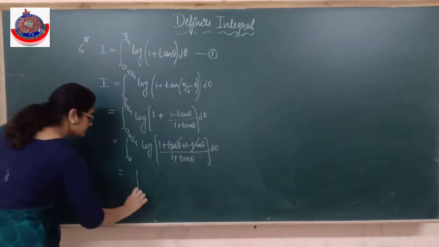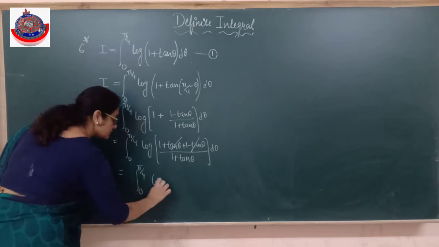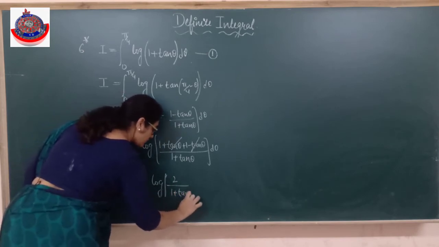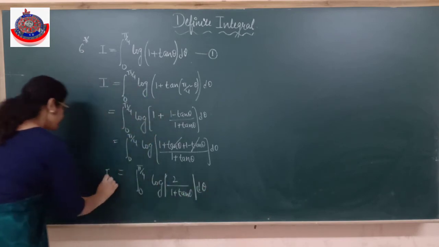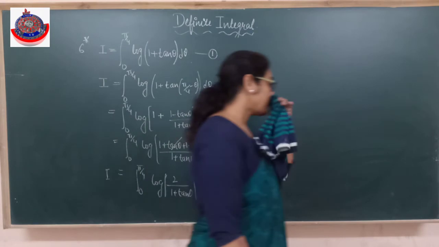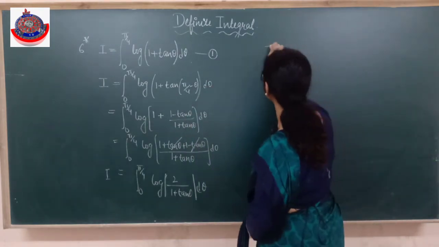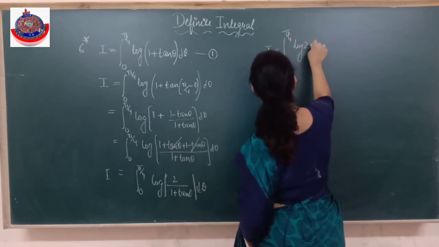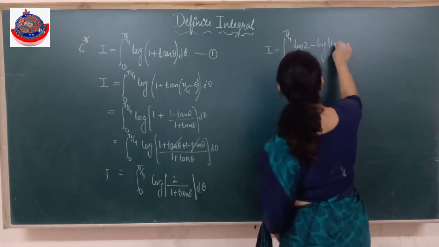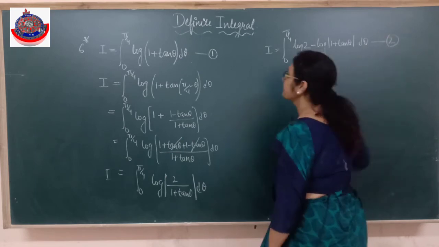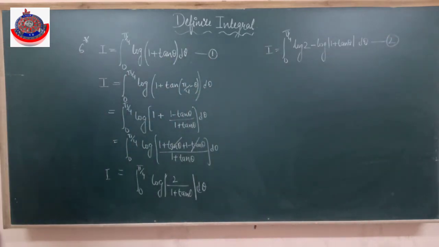Cancel. All right. We have a rule in log m upon n. Log m upon n can be written as log m minus log n. And that's what we were waiting for. If you see question 2, I have got log 2 minus log of 1 plus tan theta.